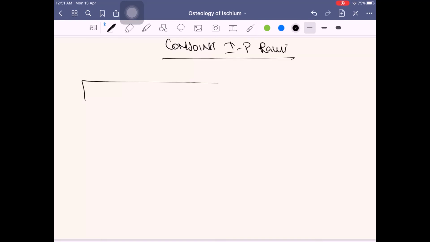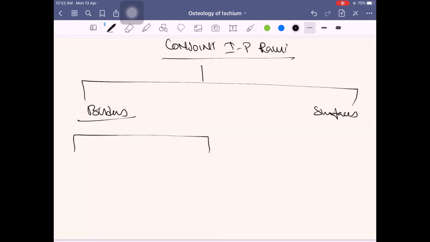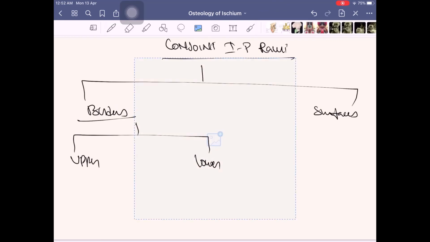Now the last part is your conjoint ischio-pubic rami. Here we will see the attachment. If you remember, we have already said that it has got borders. It is a simple part, it is not difficult. Borders are there, and I even told you it has got surfaces. So borders, I told you, there is an upper border and there is a lower border, and surfaces are outer and inner. So let me bring a picture here.